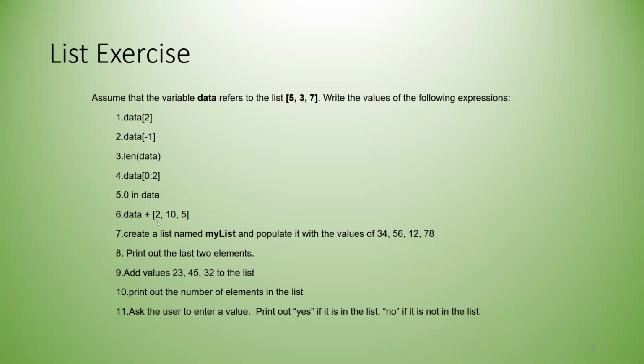Data plus 2, 10, 5. Give me the list. Yes, very good. That's correct. So you are concatenating 2 lists into 1. It's 5, 3, 7 and then 2, 10, 5. Very good, everybody. How about we just continue, right?